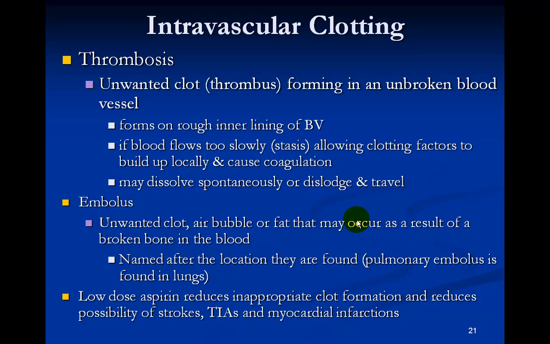An embolus is an unwanted clot, an air bubble, or fat that occurs as a result of a broken bone. And the clot, air bubble, or fat travels through the blood. An embolus is named after the location it's found. So, for example, if an embolus winds up in the lung, it would be called a pulmonary embolus.